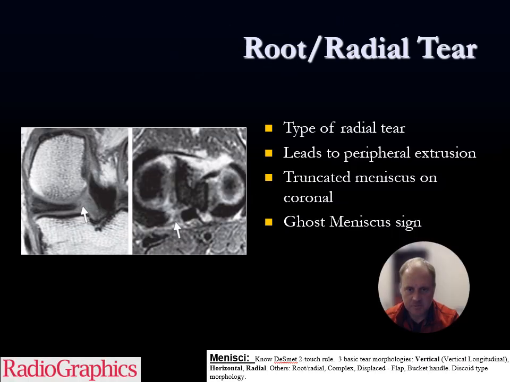Just another example of a root radial tear. This is basically almost the same type of case that I showed previously. Leads to peripheral extrusion and can give you what's called that ghost meniscus sign depending on where you're imaging.